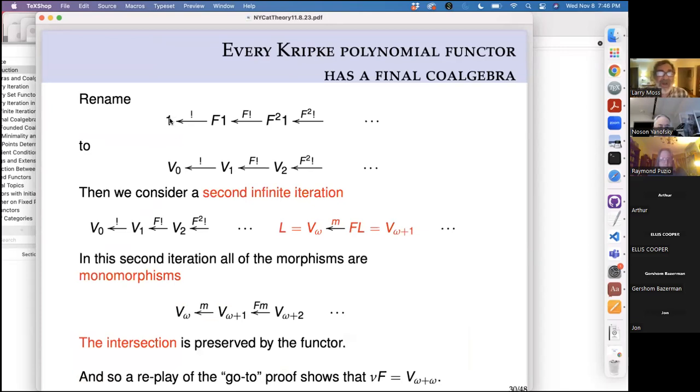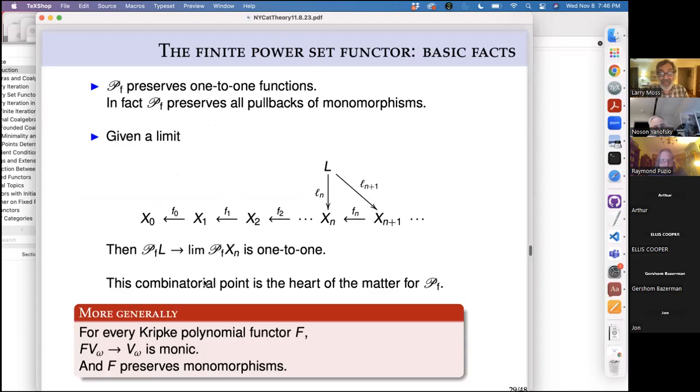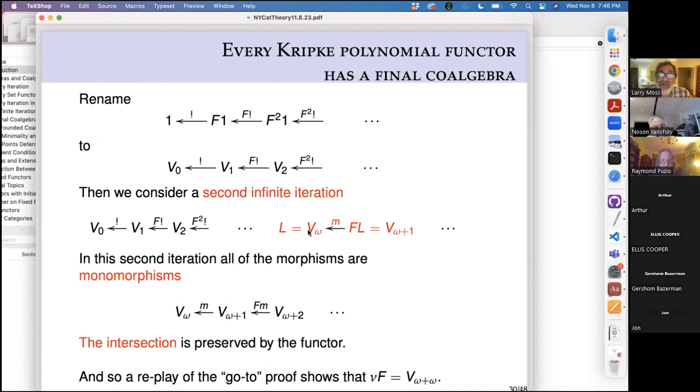So here's how that's going to get used. In Barr's theorem, I started with the final object 1, and I iterated this like this. I'm going to now call this V0, V1, and so on, because I want to avoid the superscript here. What I do is I take the limit of that, L. So L is the limit of the top sequence. And then I start doing it again. What I pointed to is that actually going from FL to L is monic. That means it's a one-to-one function in sets.